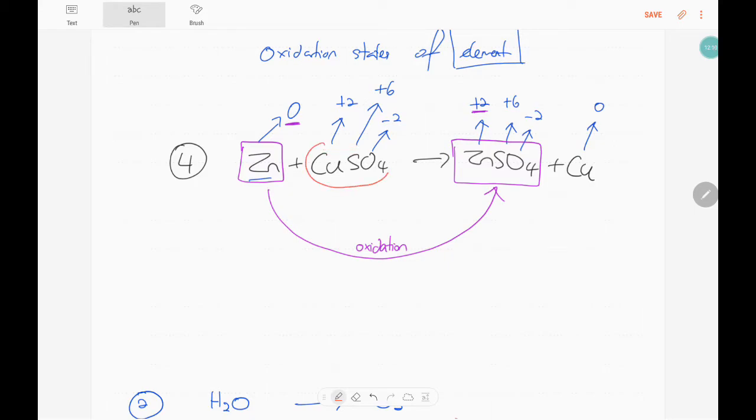On the other hand, my copper 2 sulfate has turned into copper. Oxidation state of copper here is +2, then 0: reduction.